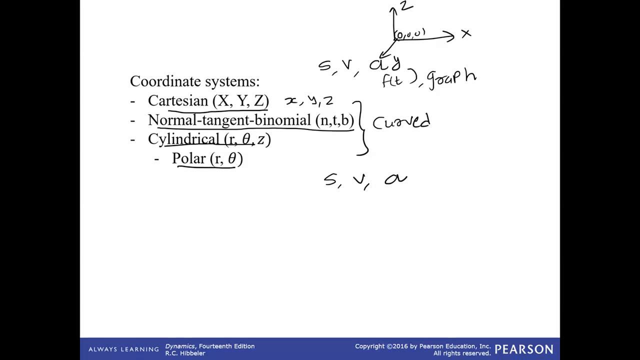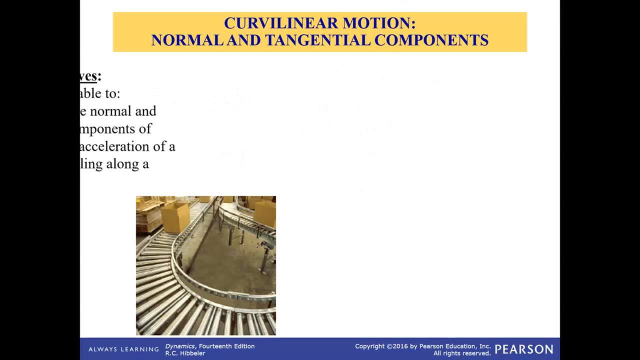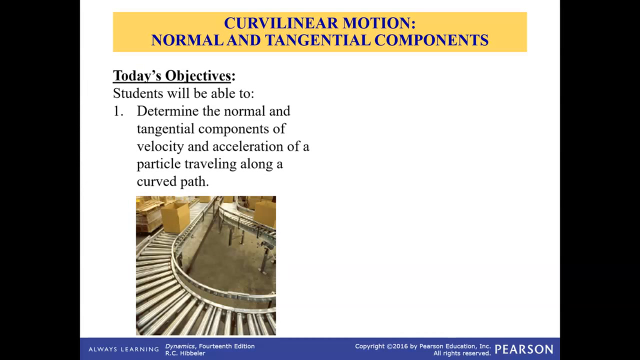So topic 12.7 is about the normal, tangent, and binormal coordinate system. Objective: determine the normal and tangential components of velocity and acceleration of a particle traveling along a curved path. For example, this box, when it goes on this conveyor, travels along a curved path, and at any given instant, if we would like to know the velocity and acceleration of the particle, we can use the normal tangent coordinate system.